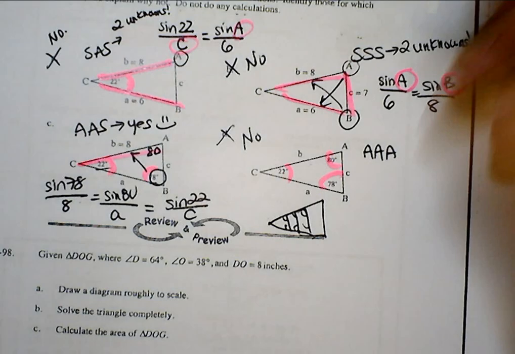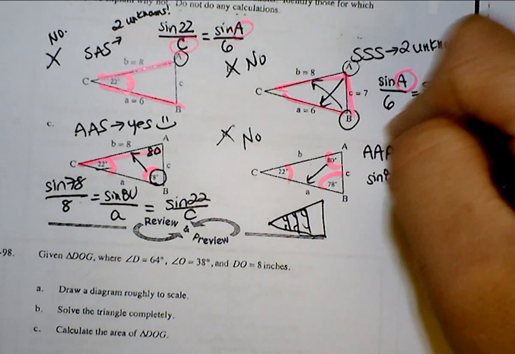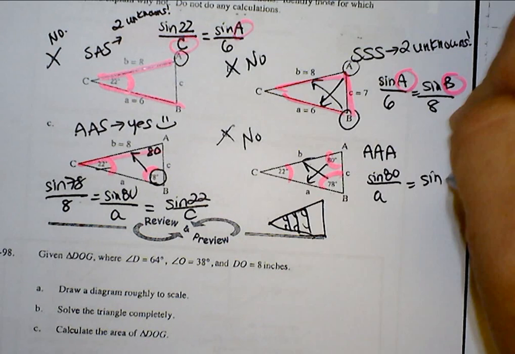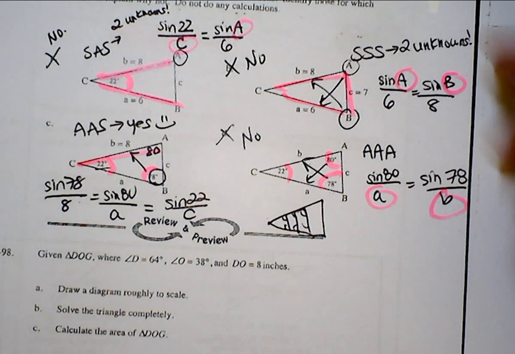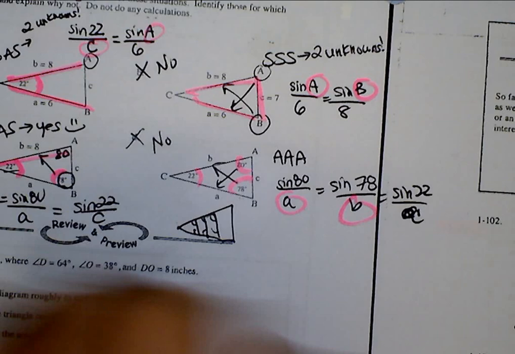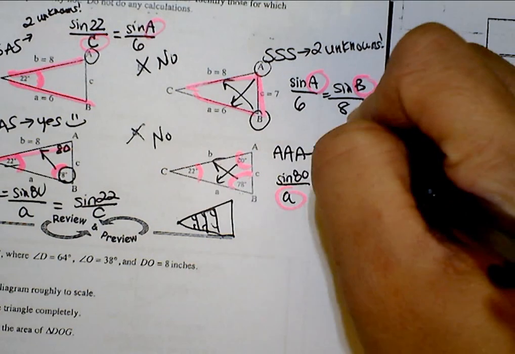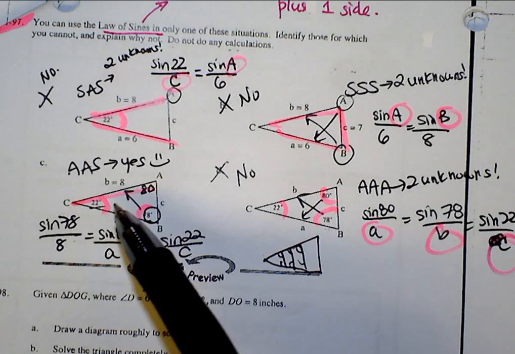Plus, if I were to try it, look, I could do sine of 80 over A equals sine of 78 over B. But now I still have two unknowns, right? And I could have tried the other one, sine of 22 over C, but now I have three unknowns, right? So I have two unknowns, so it doesn't work. So it only worked in this worksheet for AAS, for C.